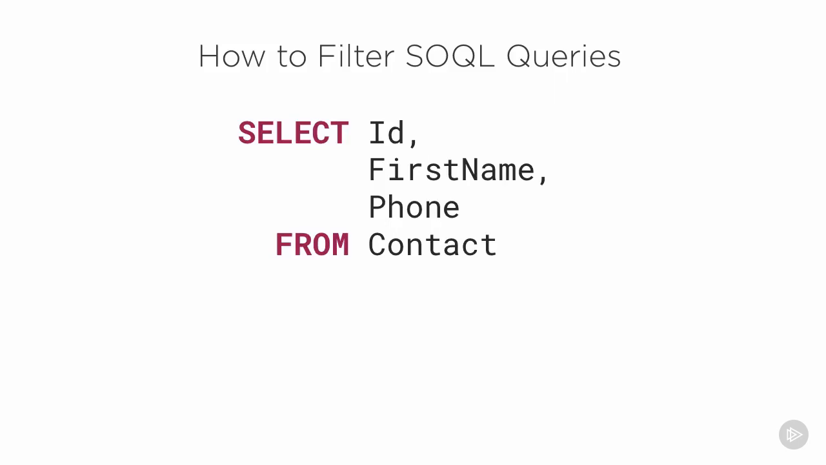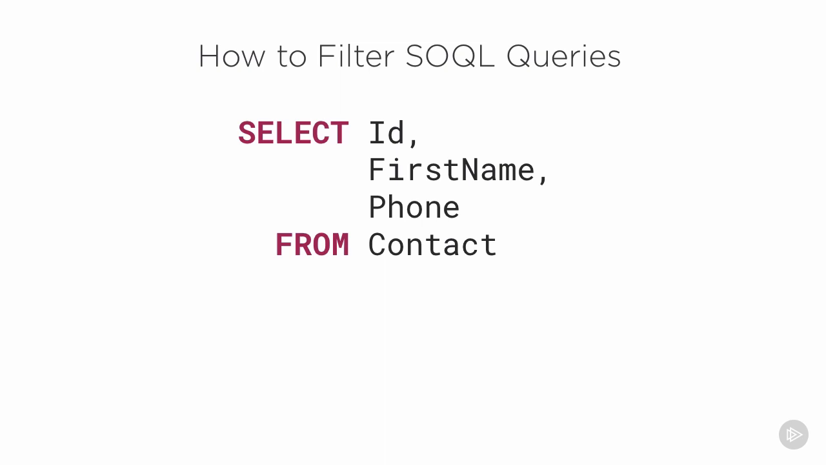How to filter down SOQL queries. Let's start with the simple query here, which pulls all contacts in my org, which is far too many, see, because I'm throwing a birthday party and I only want to invite my bestest friends. So I'm going to need to add a filter to this query.